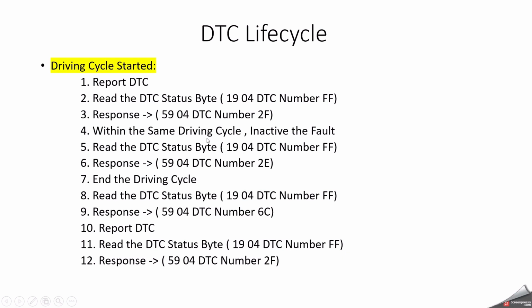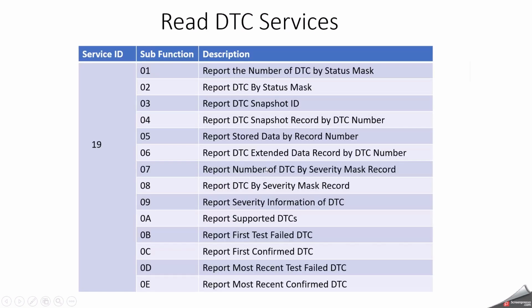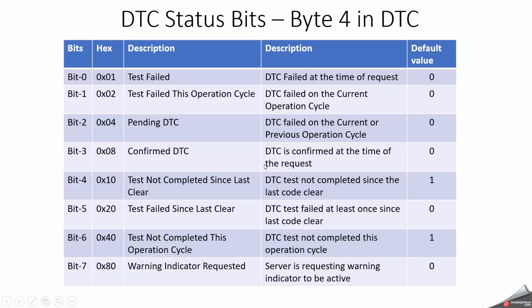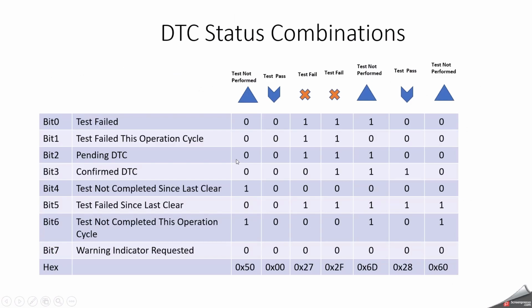Within the same driving cycle, I'm making the fault inactive, meaning I'm passing a passed result as an argument. Then I'm reading the DTC status byte and getting the result 2E. So you can relate now how 2E can be set. In that case, 2E means you have to look at this part. You have to activate the bit. Then you will come to know, whichever bit is set, what the meaning of that is.